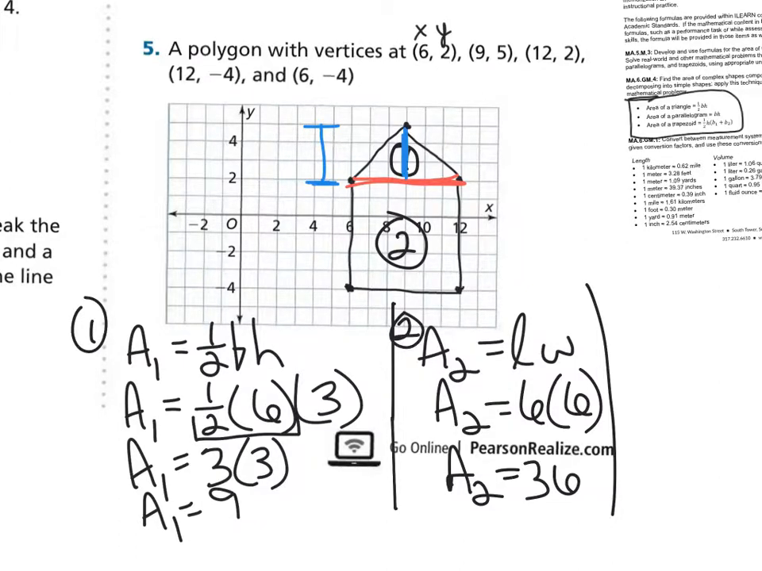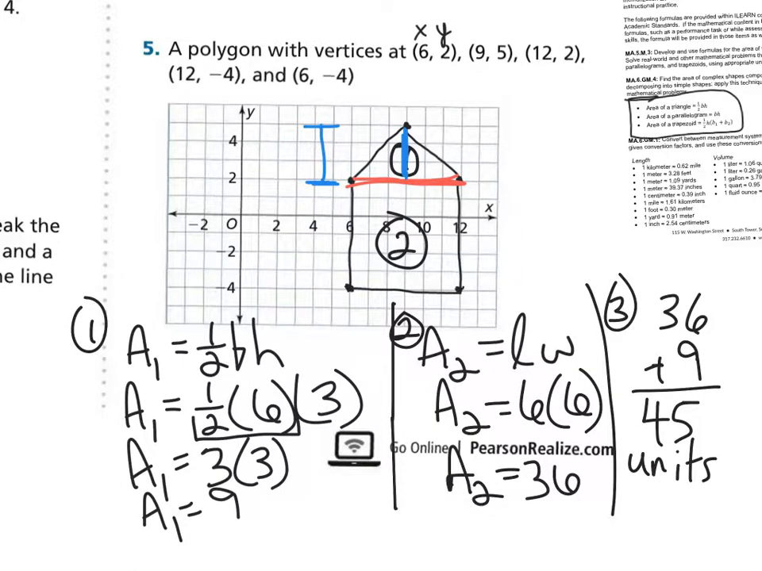And so once we've found those two, then we are going to add those two together, which would be 45 square units. And you can just write out square units or units squared. If you want to write it that way, you can. Square units, okay?